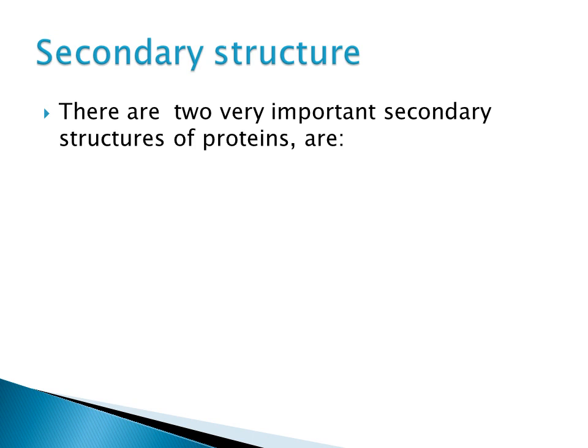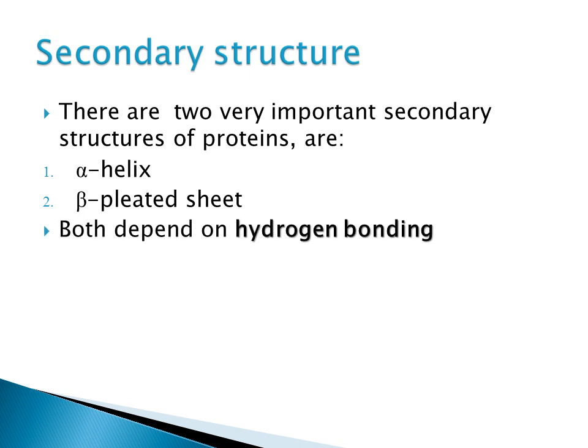Secondary structure. For protein to become soluble and to become functionally active, it should fold. It folds in two ways, and this is very important. The secondary structure of protein is alpha helix and beta pleated sheet. Both depend on hydrogen bonds, so the type of bond in secondary structure is the hydrogen bond.